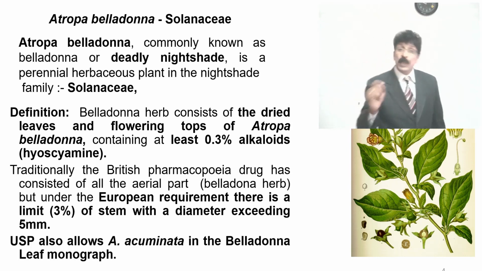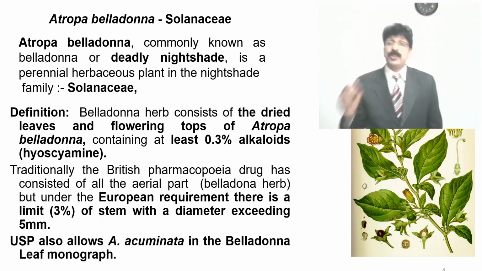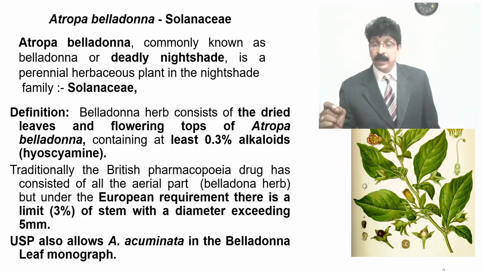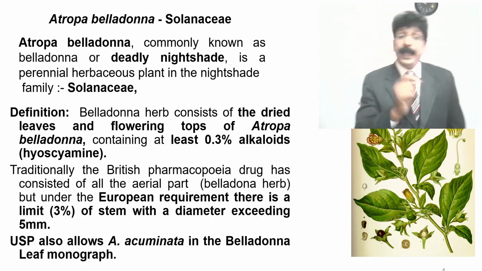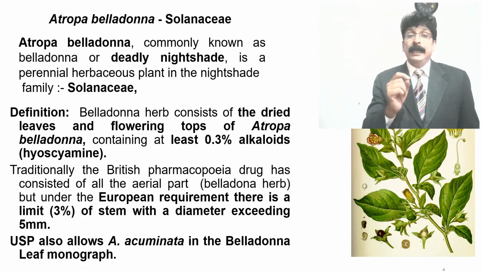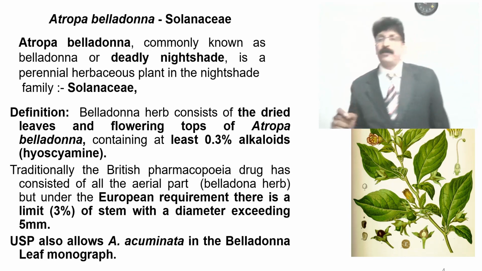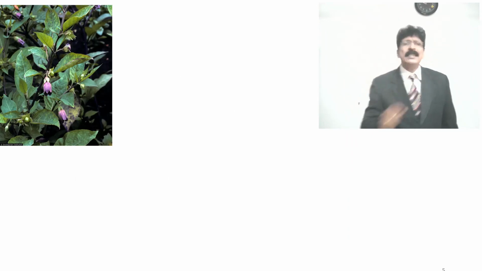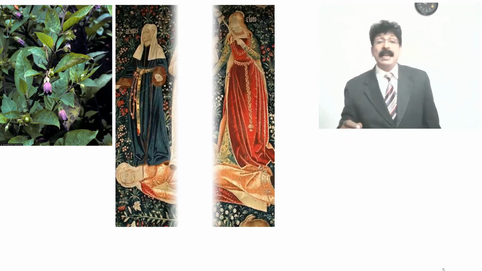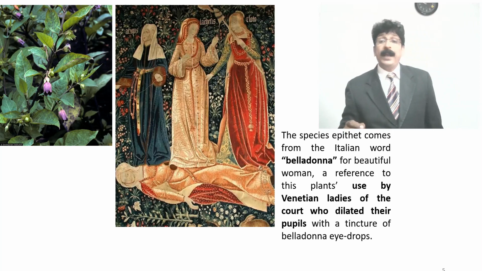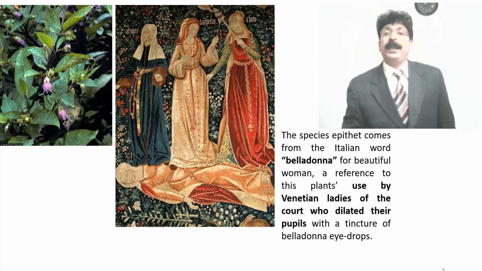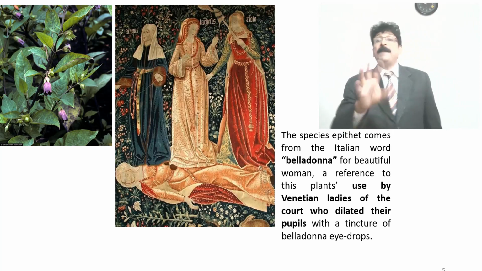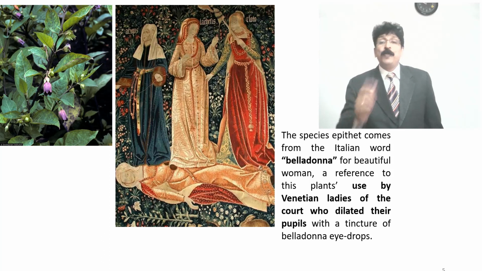USP, the United States Pharmacopoeia, also allows Atropa acuminata in the belladonna leaf monograph. So this species is also allowed, which contains strong alkaloid. This is the flower tops and the berry, also a very beautiful berry. This picture is from an Egyptian tomb, and Egyptians used this; it was used for poisoning also.